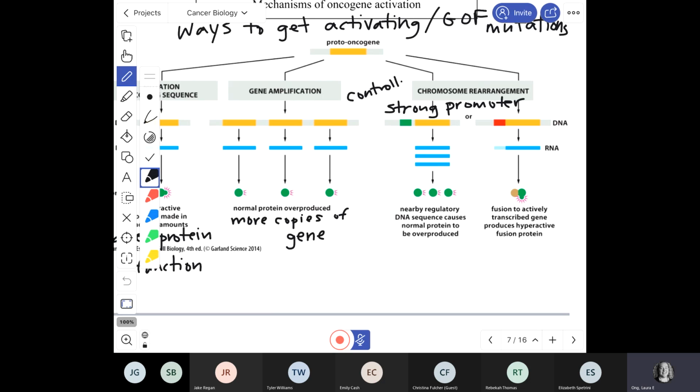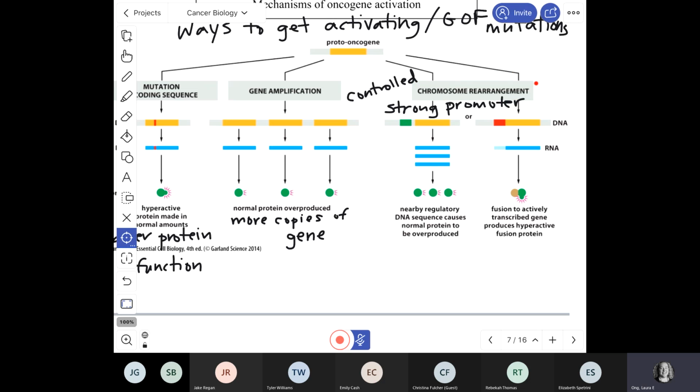This gene that gives us the normal protein ends up being controlled by a strong promoter. So you get more transcription of the gene, and you end up having more protein made. It's not because you've got more copies, but because you've got control suddenly by a strong promoter.